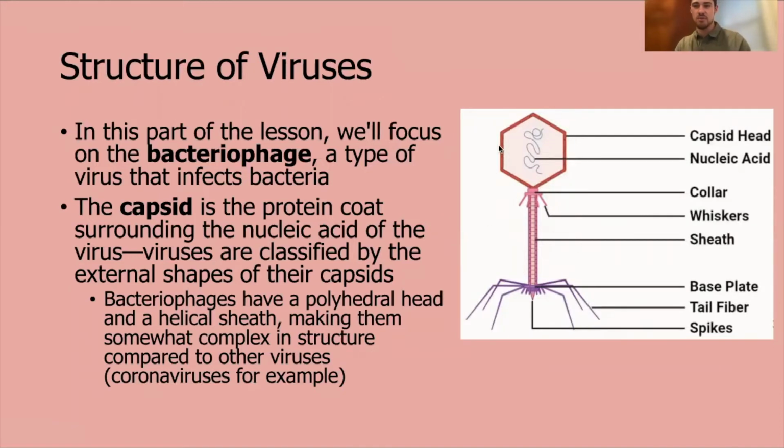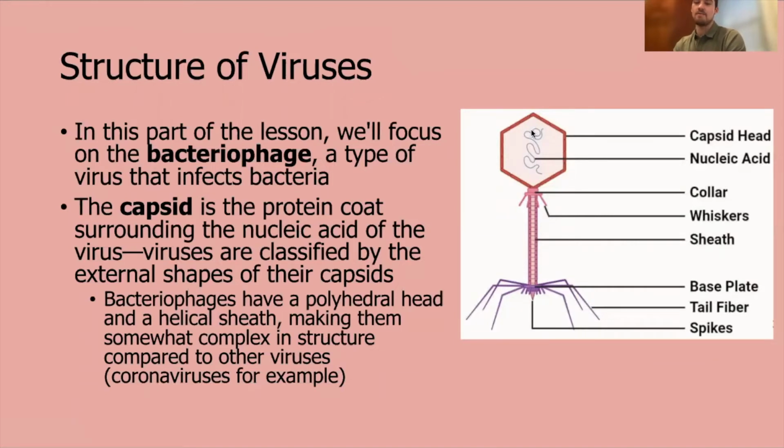You can see over here is the capsid head, the protein coat that's surrounding the nucleic acid, which is inside of it. Most viruses are classified by the external shapes of their capsids. These bacteriophages have what we call a polyhedral head. This is just a 2D representation, but if we saw it in 3D, it would be a three-dimensional polyhedral shape. They also have this sheath down here, which we can categorize as helical.